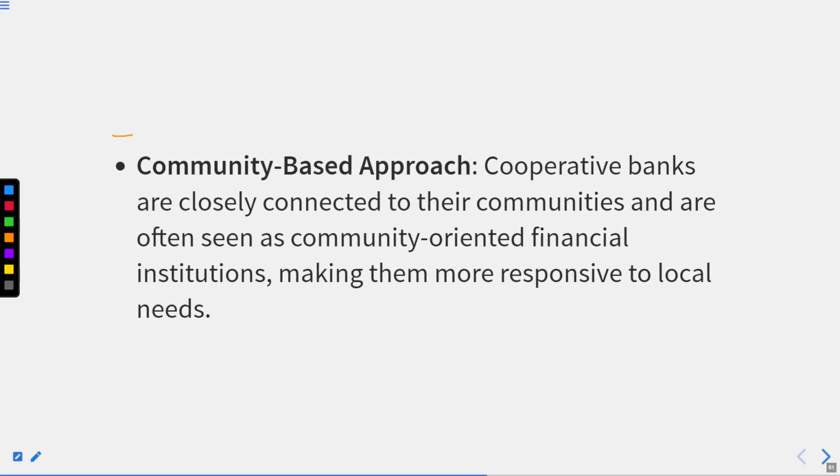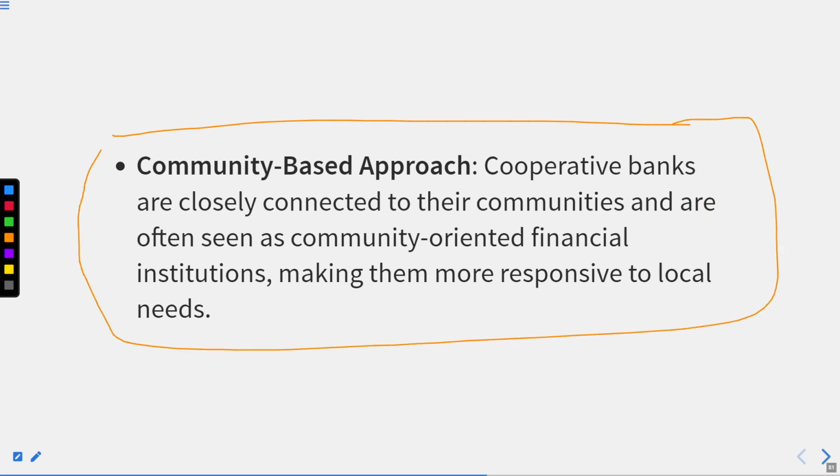Thereafter, community-based approach. Cooperative banks are closely connected to their communities and are often seen as community-oriented financial institutions. Why? Because if we take the example of a group of people who had established a bank called XYZ.